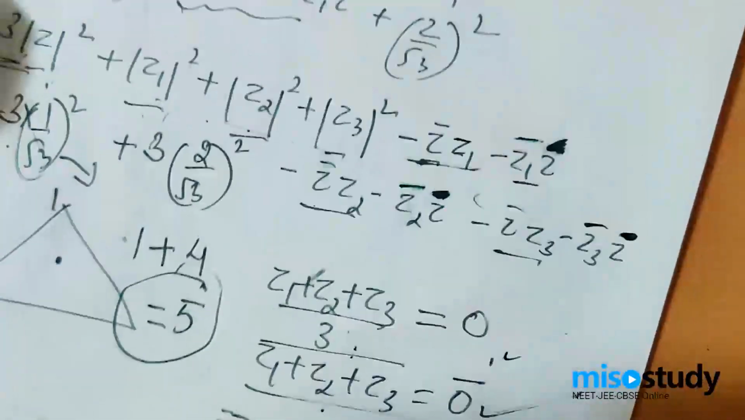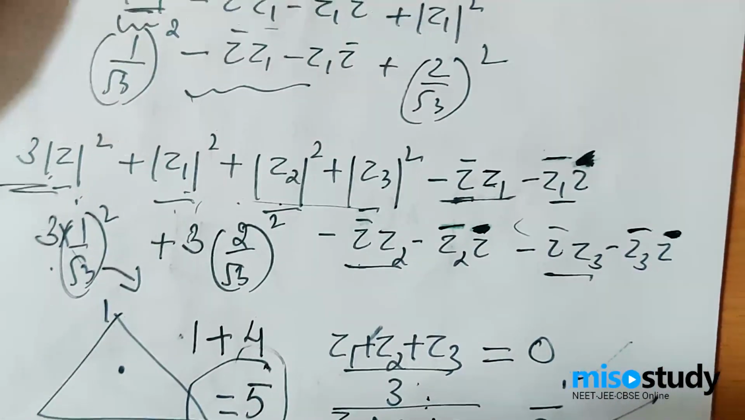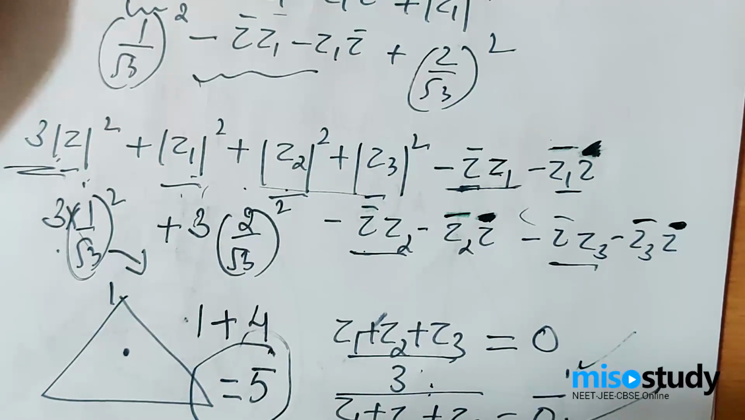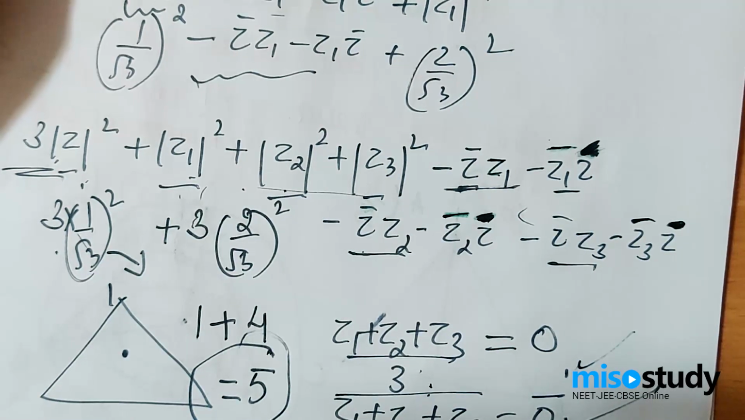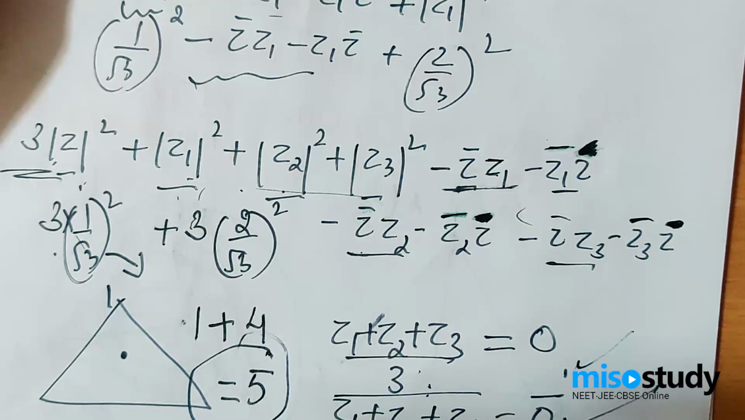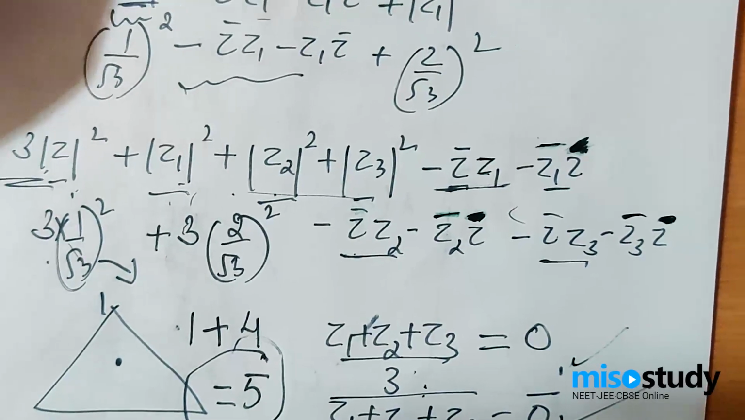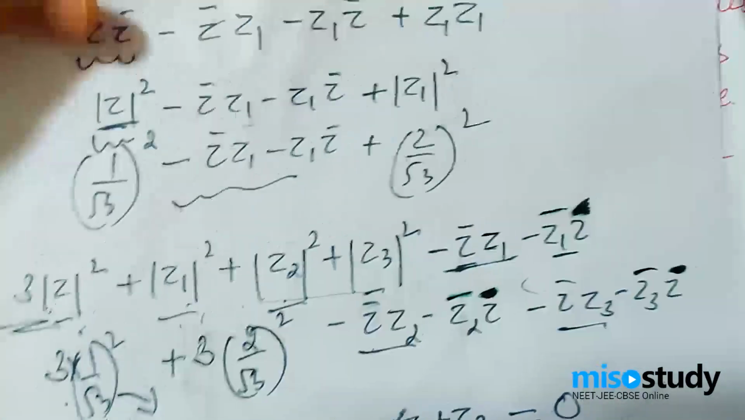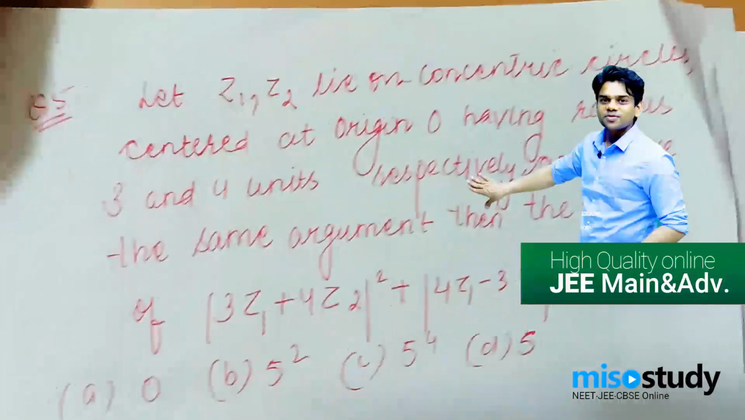I know it was a little lengthy, but it used many of the formulas, like the formulas of centroid, formulas of circumcenter, z minus z1, z1 minus z2 mod square, and the popular formula z z conjugate is equal to mod z square. Now let's come to the last question, question number 5.